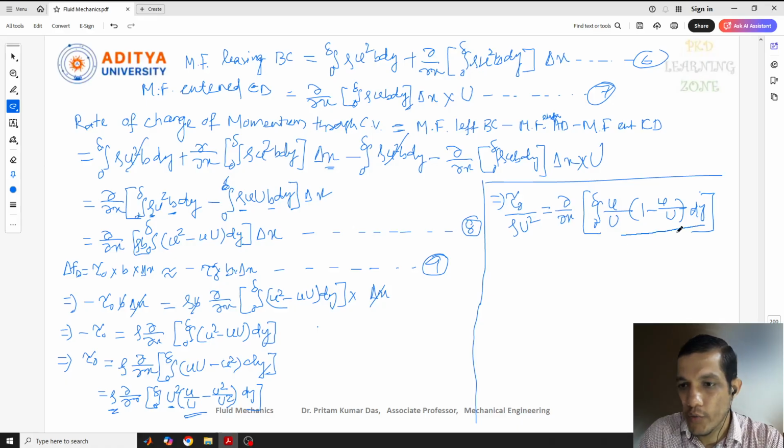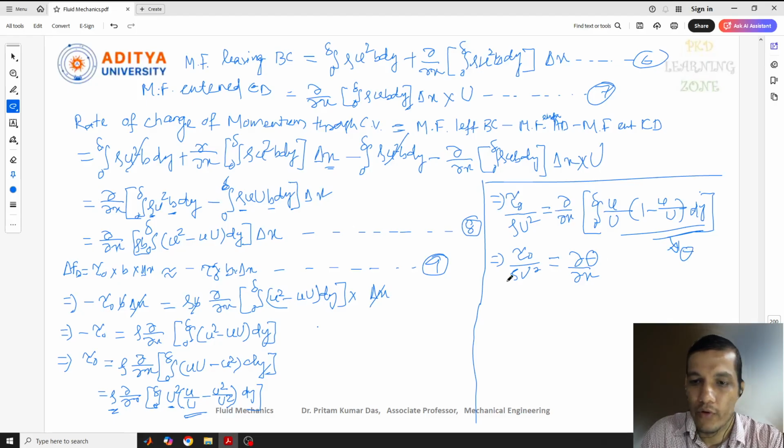Now if you see this equation, it is nothing but the momentum thickness. We have studied the momentum thickness theta. Putting in its value, tau naught by rho u square equals del by del x into theta, where theta is the momentum thickness we got previously. This is our final equation, and you can give it equation number 10.